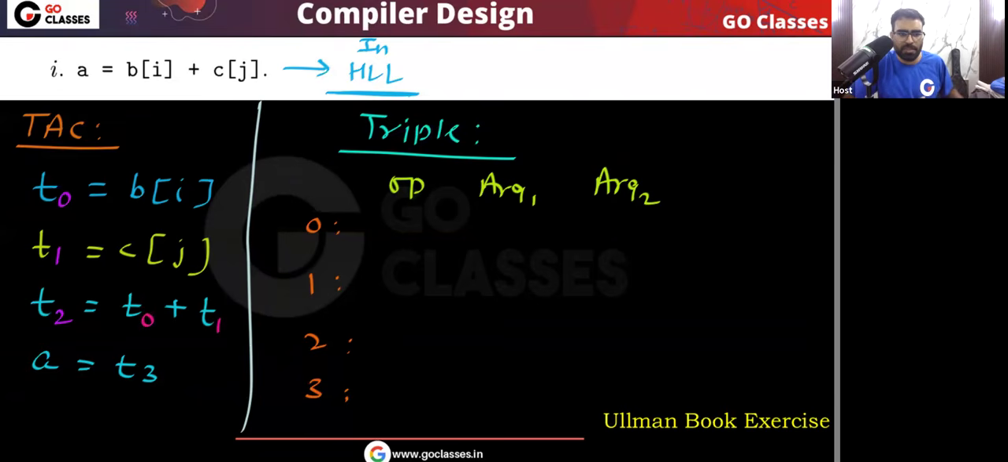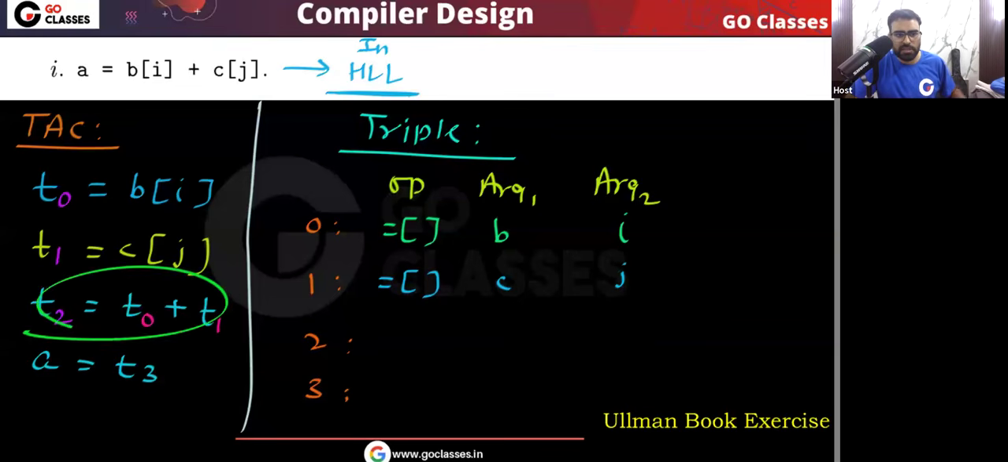Now let's see what will be the triple representation for this instruction. What will be the triple representation? The operator, that is basically assignment, then bracket. What is the argument 1? Argument 1 is b, argument 2 is i, and there is no result field. We do not store the temporary variables. That's it. What about this next instruction? The operator is assignment, then bracket. The argument 1 is c, and the argument 2 is j.